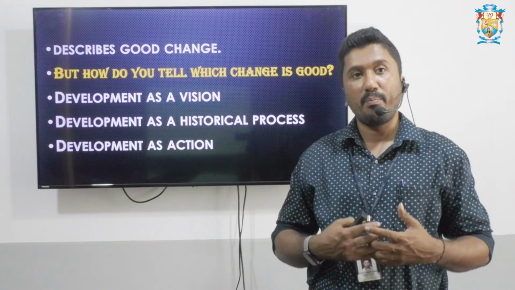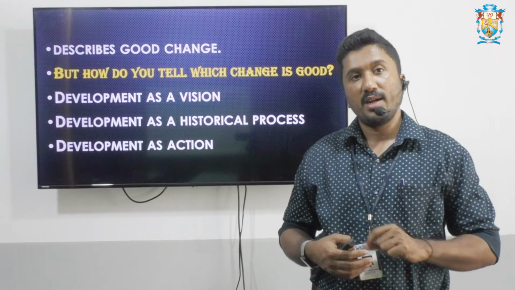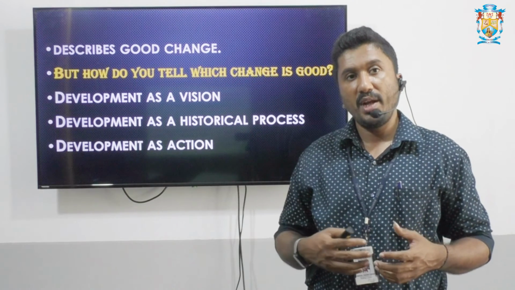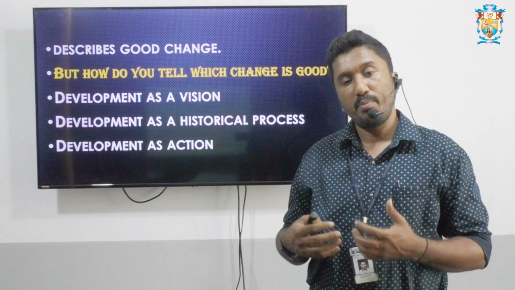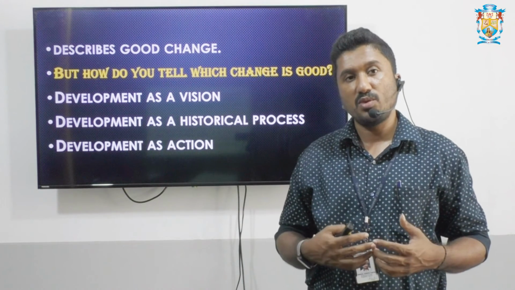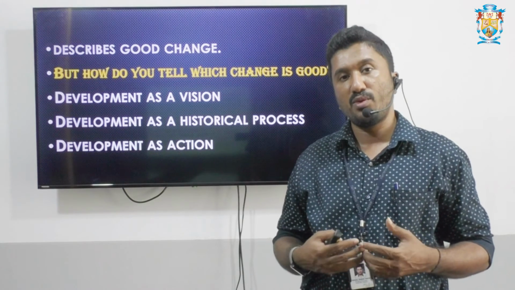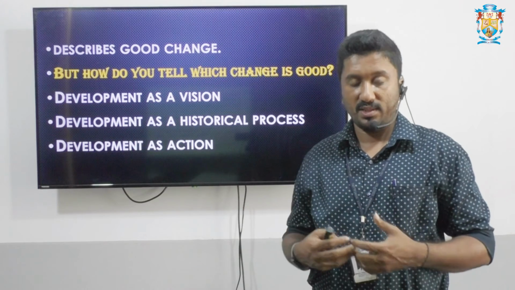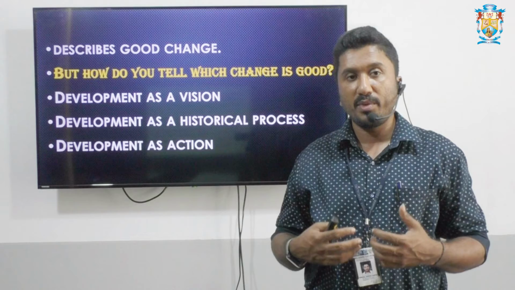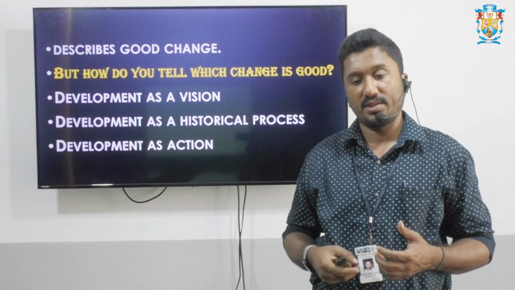The first one is development as a vision. So here the term is used to describe how desirable a society or a region is, possibly with regard to what it can become. Next is development as a historical process. So this refers to social change that occurs over extended periods of time due to inevitable processes. For instance, it is widely believed that both communism and capitalism are an inevitable outcome of progress.